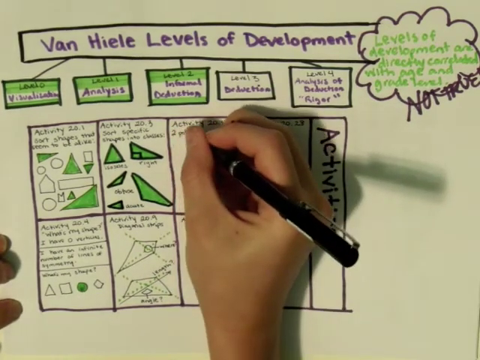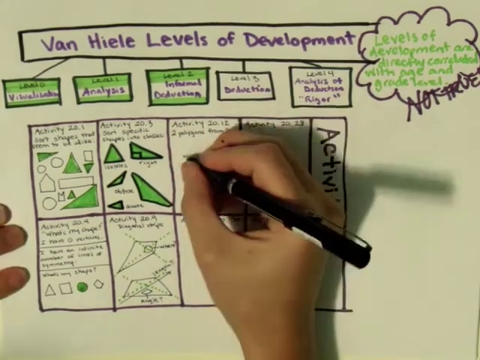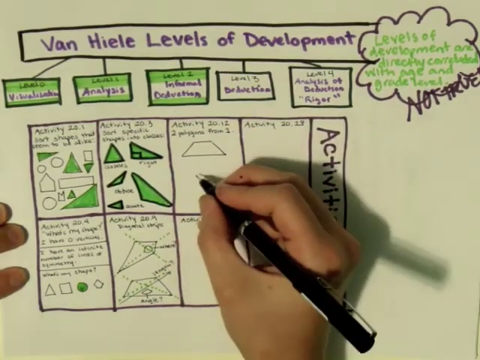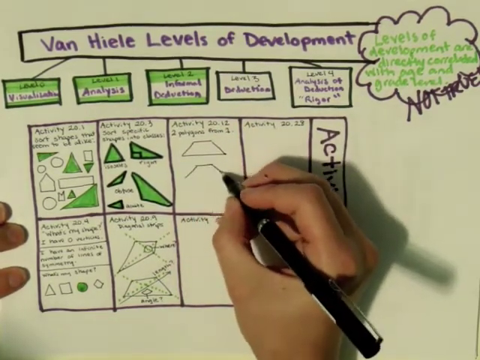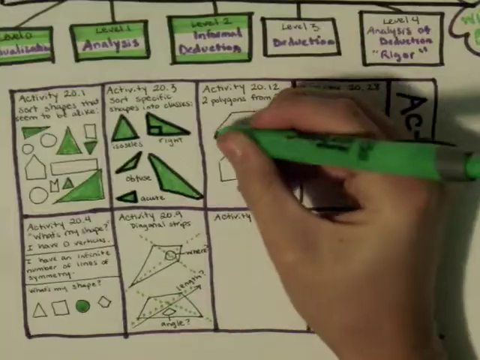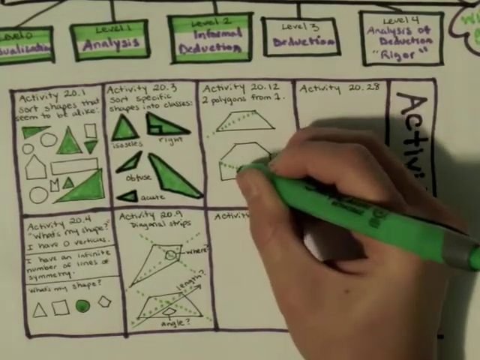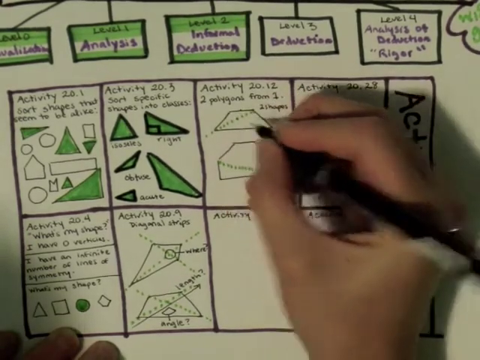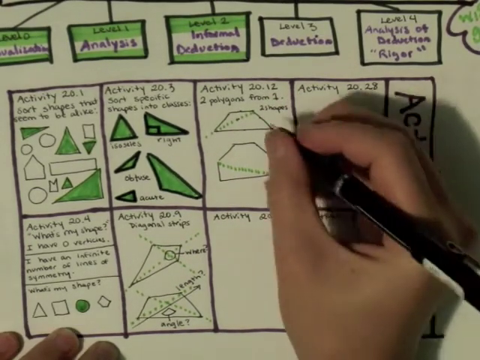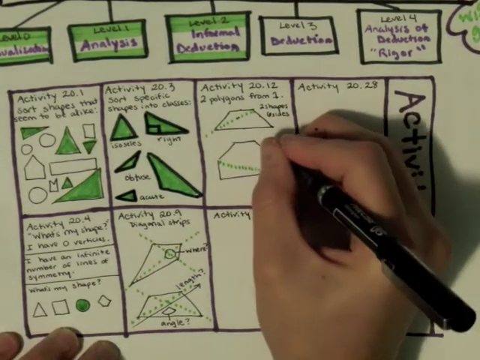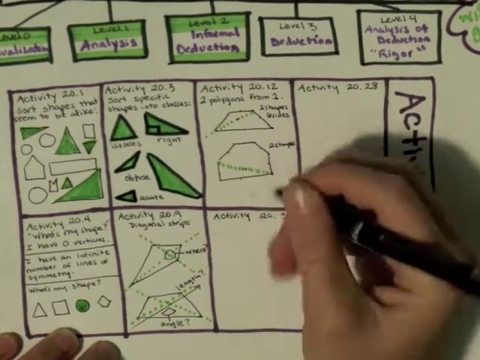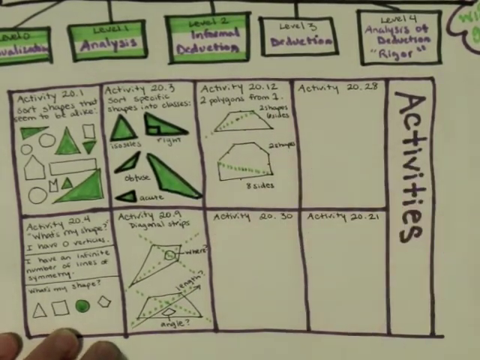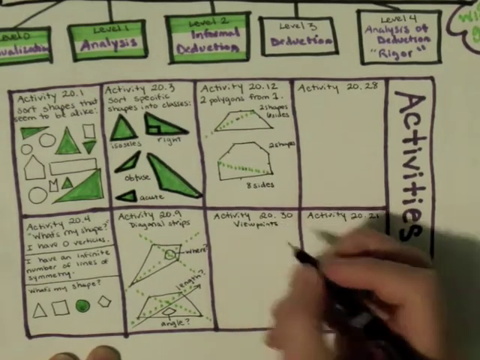In activity 20.12, students will make two polygons from one polygon by drawing a diagonal. With this diagonal, students will notice how they split the shape into two different shapes, and they'll count how many sides there are all together. Watch how we count the sides, there are 8 sides.